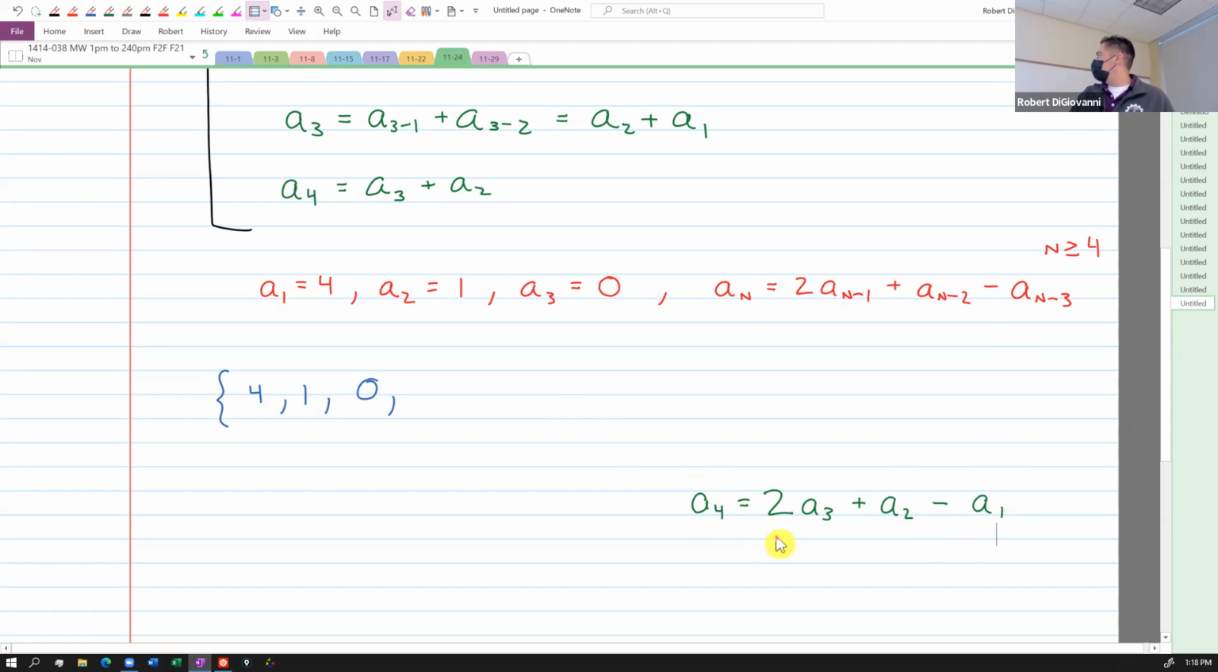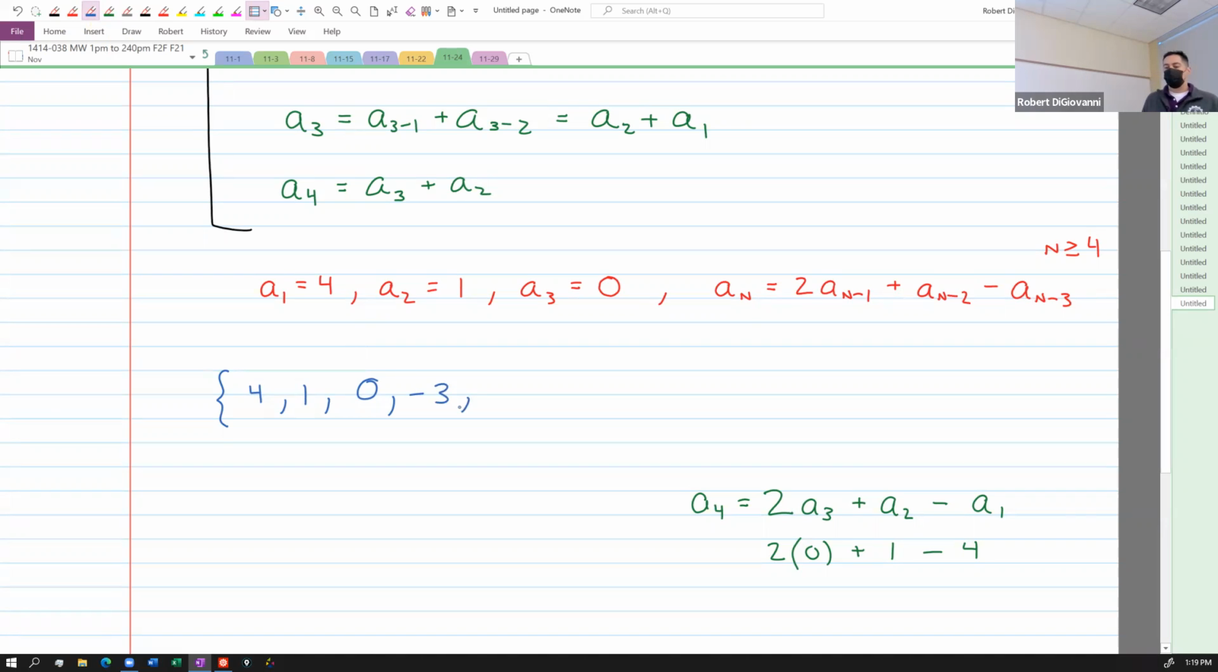So for this particular problem, this would be twice, what's a sub 3? 0 plus a sub 2, which is 1, and then minus 4. So what would that be? Negative 3. That would be your next piece, okay?